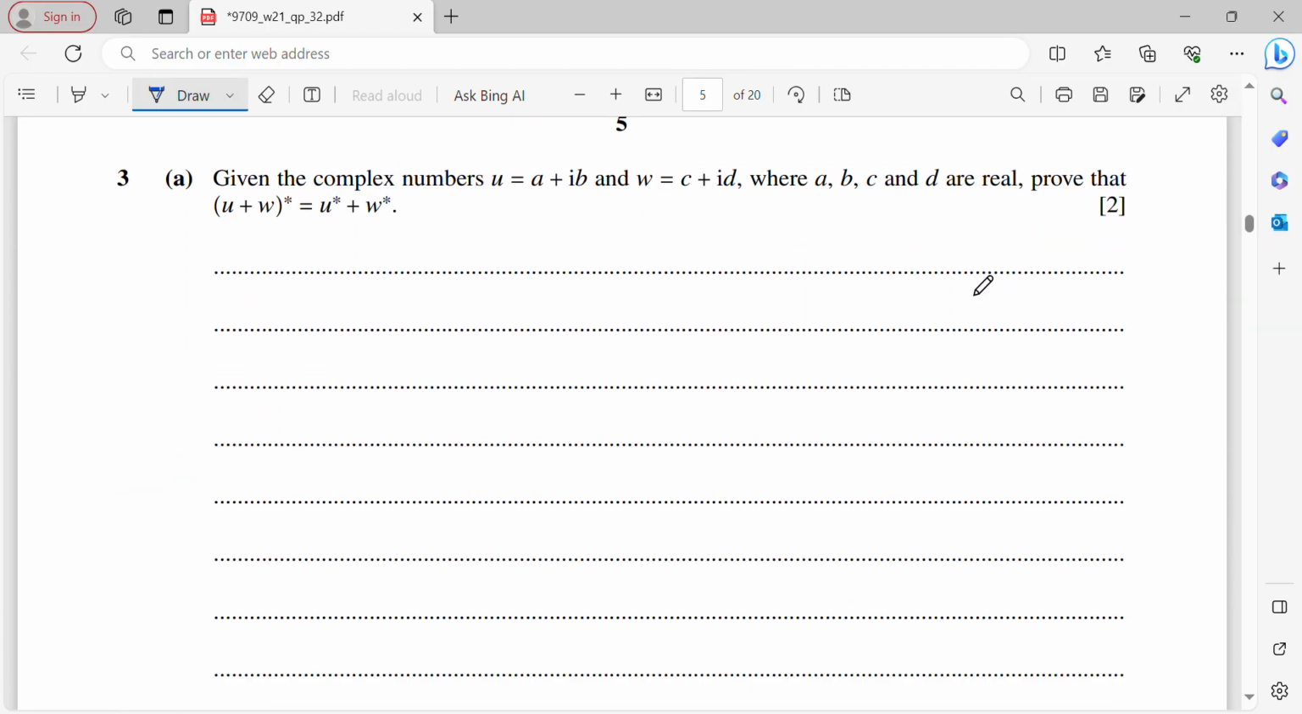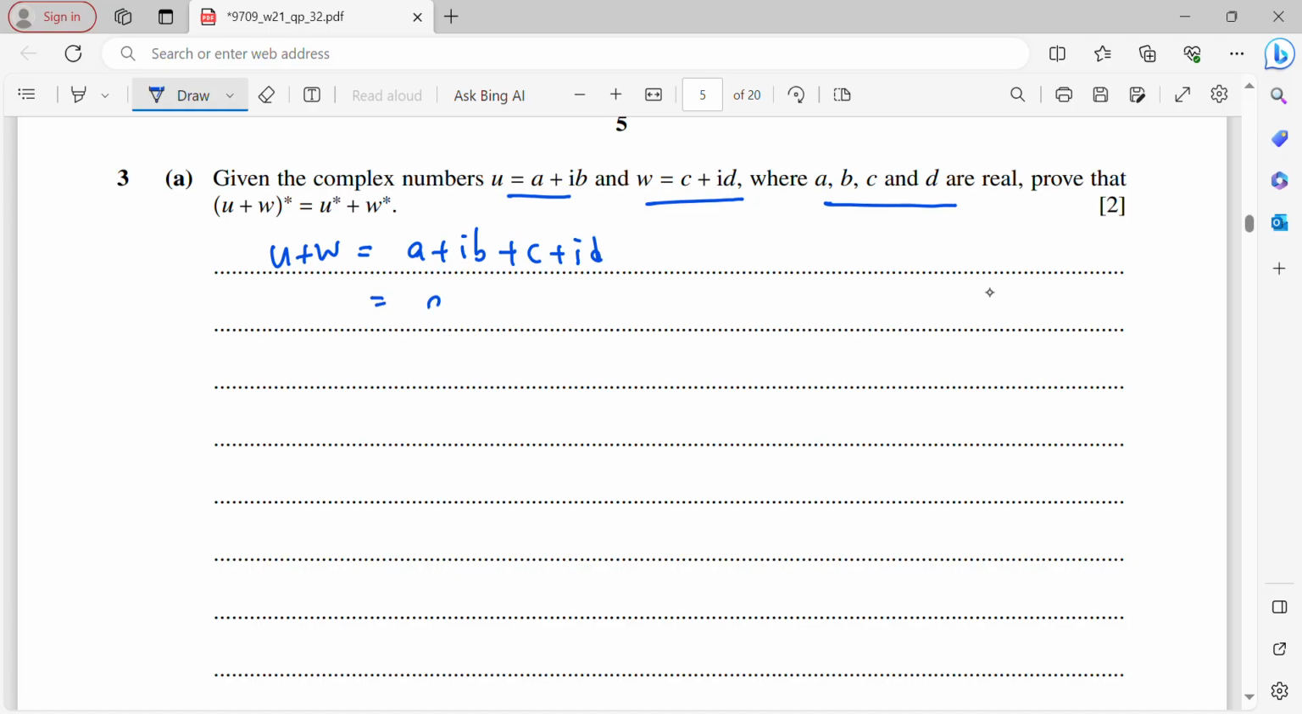Now for question number 3. Given the complex numbers u is a plus ib, w is c plus id, where a, b, c, d are real, prove that (u plus w) star, that means the conjugate, equals conjugate u plus conjugate w. So what to do is I will just compute u plus w first.